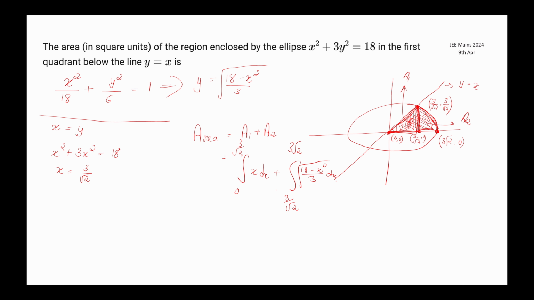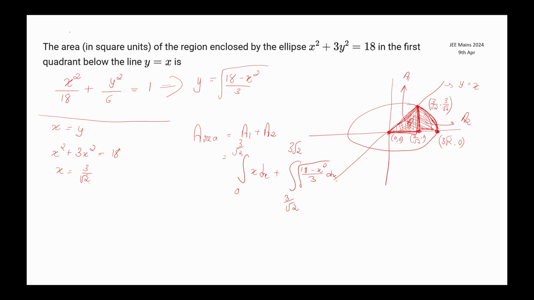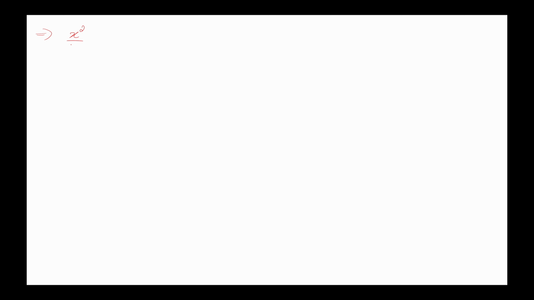Now let us find out these values and we would find our answer. So this would be equal to x square by 2, value goes from 0 to 3 by root 2, plus here we would have, let me take the constant term outside, 1 by root 3, and inside we are going to be left with 3 by root 2 to 3 root 2 root under 18 minus x square. Now I hope you all remember we had done this type of integration in indefinite integration while we were studying.